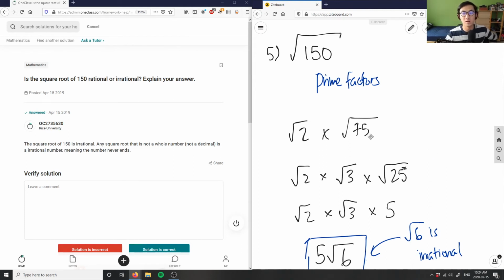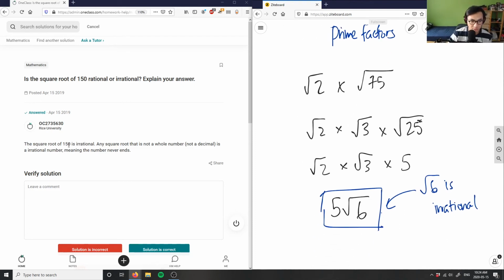So this here is our irrational number, and the solution here is correct, right? The square root of 150 is irrational, and any square root that's not a whole number is an irrational number, meaning that the number never ends and is not a terminating decimal. So the solution here is correct. It's good analysis as well.